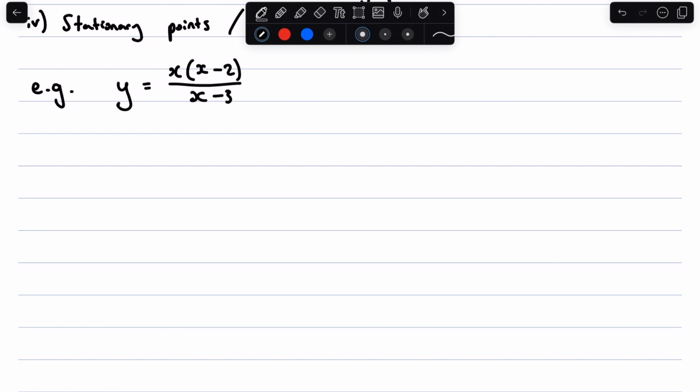So we've got y equaling x times (x minus 2) divided by (x minus 3). And so for where it crosses the x-axis, so y equals 0, we would have x equaling 0 or 2. And then for small x, we'd have y being approximately equal to 2/3 of x.